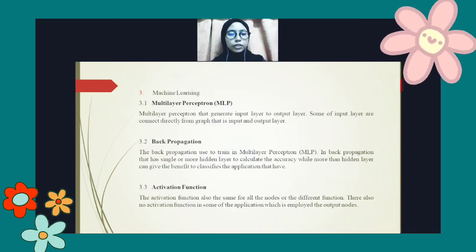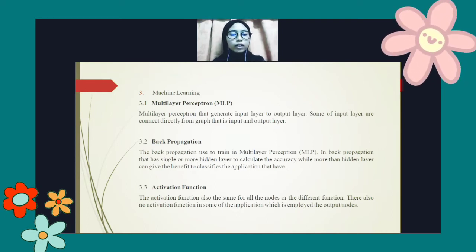Secondly is backpropagation. Backpropagation is used to train the multi-layer perceptron. Backpropagation has a single or more hidden layers to calculate the accuracy, while more than one hidden layer can give the benefit of classifying the application. But one hidden layer is sufficient.